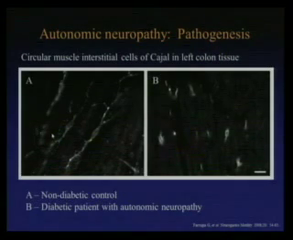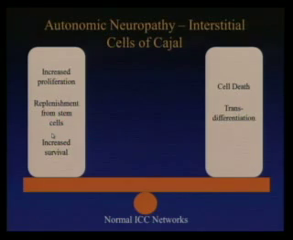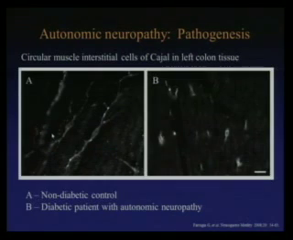Their numbers of interstitial cells of Cajal are reduced, and they lack those nice filamentous processes that are seen in the normal patient on the image on the left. And this suggests that there has been some damage to these cells, and that they likely play a role in the development of adverse symptoms related to the slowing of motility.